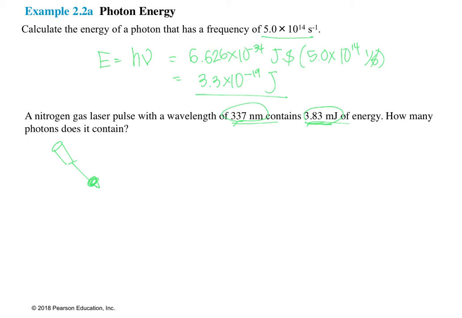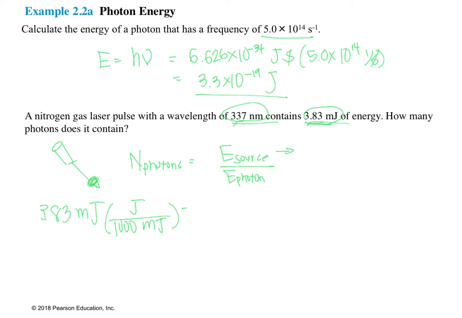So what we want to do is say the number of photons that we have is equal to the energy of our source divided by the energy of a single photon. The energy of our source here is the 3.83 millijoules. If I want to calculate that in joules, there are 1,000 milli anything in one of the thing. So I'm going to get 3.83 times 10 to the negative 3 joules. So I'm going to plug that up here.